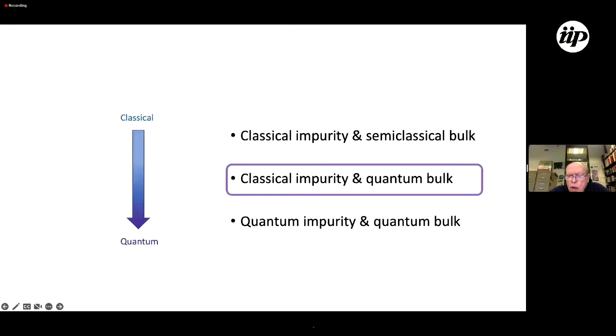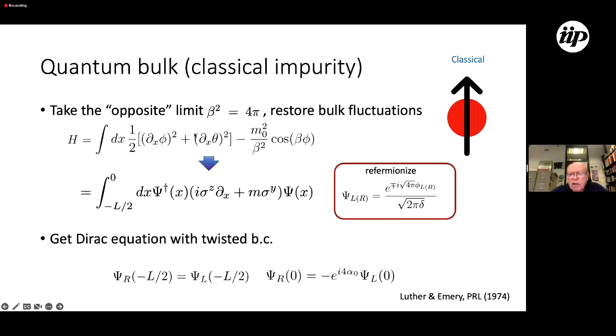Now I'm going to keep the impurity classical, but allow the bulk to become quantum. So now I take the opposite limit, where beta square does not go to 0, but becomes 4 pi. So I restore bulk fluctuations, but I still keep the impurity classical. So at this value, I can refermionize my model, and I get that the bulk is described by a massive Thirring model. So it's a Dirac equation.